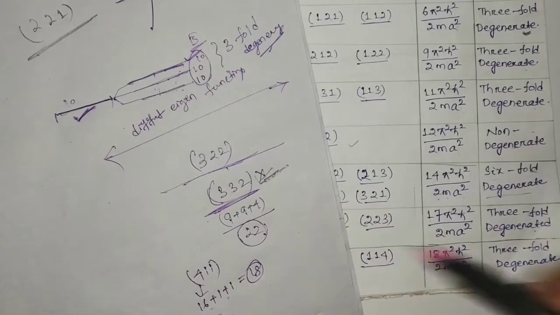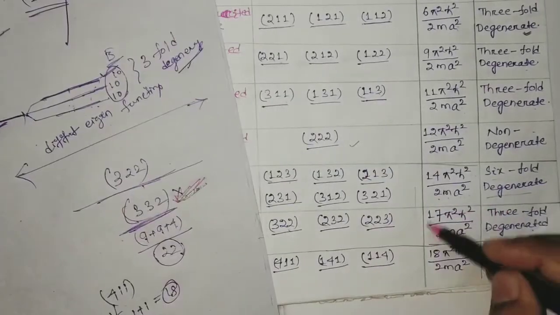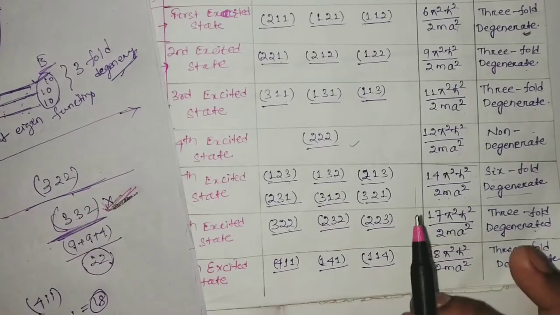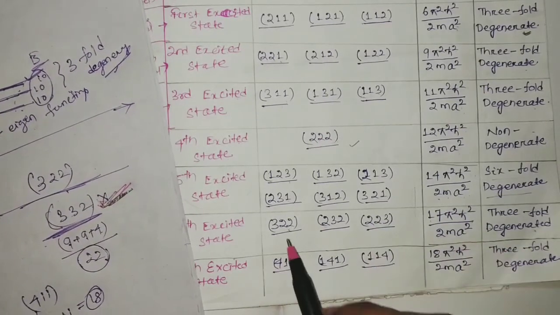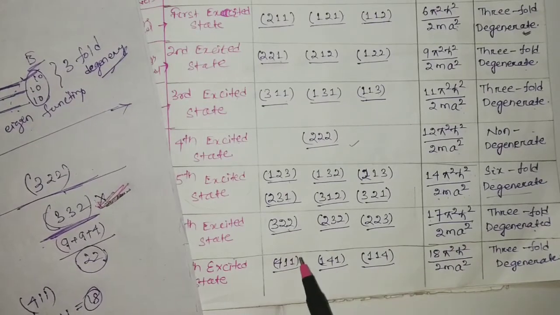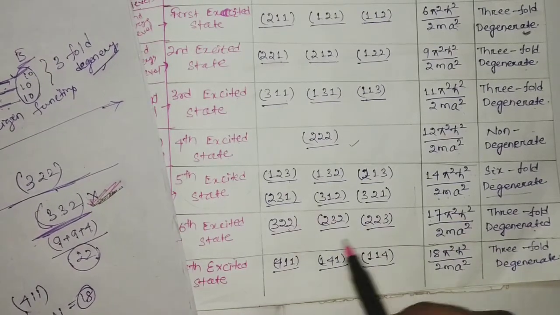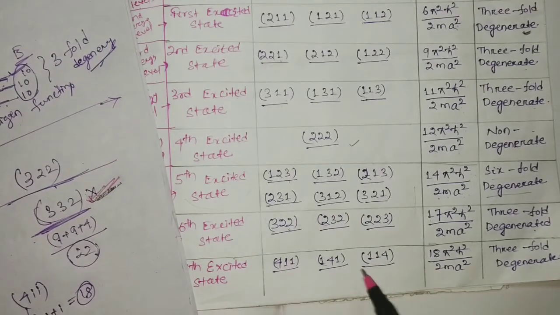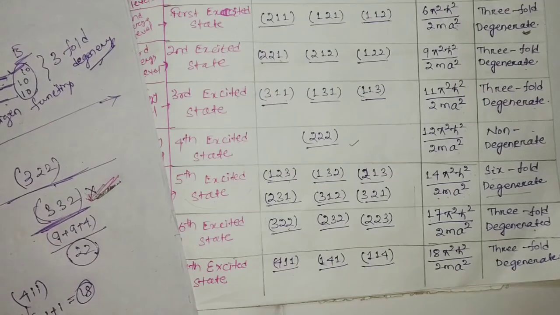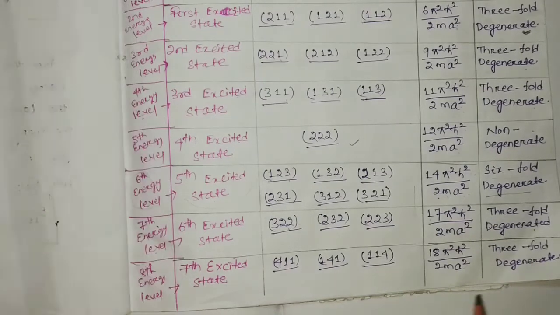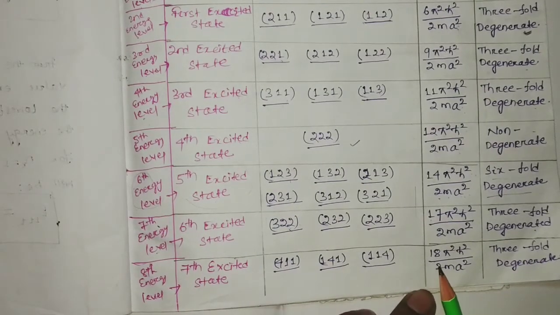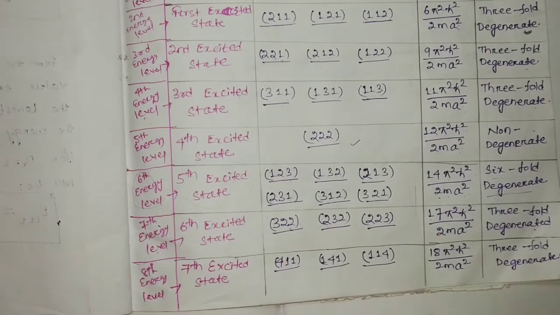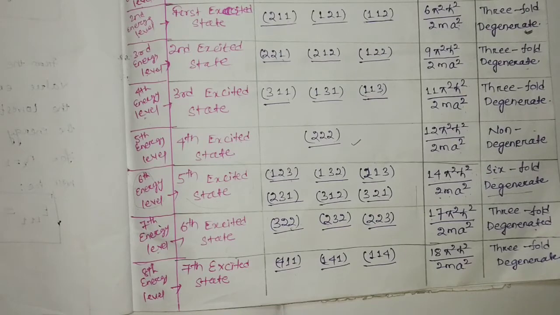So only for that you have to do the rough work to find what will be the next energy level for the combinations of nx, ny, nz. Okay. So here the next energy level after this one will be 4, 1, 1 or 1, 4, 1 or 1, 1, 4. Right. Having energy eigenvalue 18 pi square h cross square by 2ma square. That is called 3-fold degenerate, right?